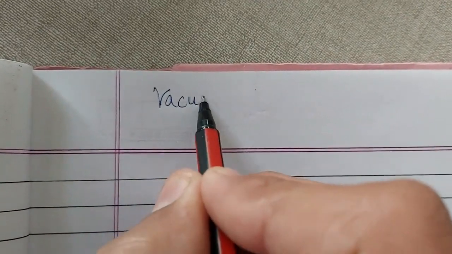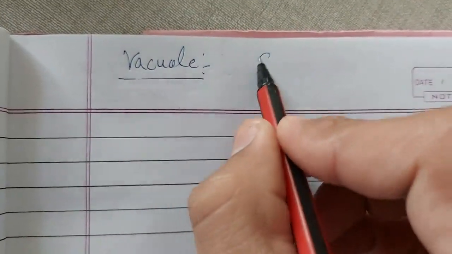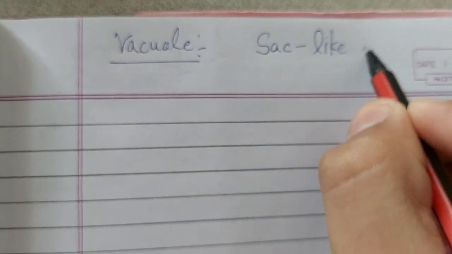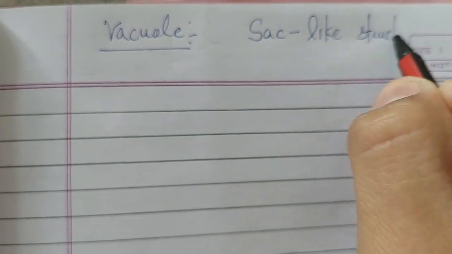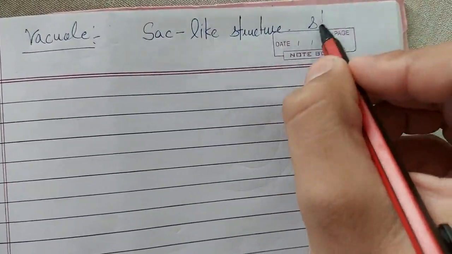The second organelle name is vacuole. So vacuole is an organelle. What is its structure? Its structure is a sac-like structure. What is a sac? Bag. A sac-like structure, and the main function of it is to store the food. It stores food also.